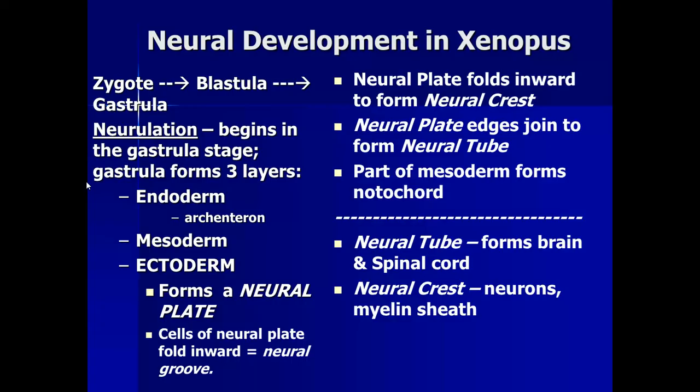All right, so you can take a look at these and the picture there. The neural plate folds inward. All right, again, you have a neural crest flanking the sides of the neural groove. The neural plate then continues to fold inward to form the neural tube. All right, so you can see the picture of the neural tube. Again, brain and spinal cord.